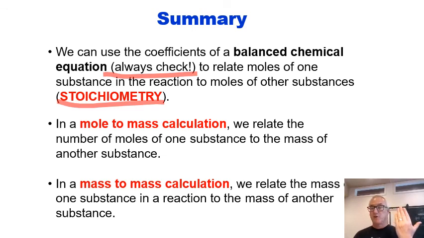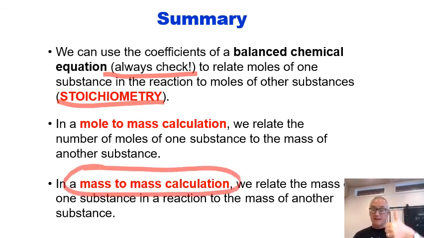So if we're doing a mole to mass calculation, we take the number of moles and figure out the mass. But in a mass to mass calculation, we take the mass of substance 1, convert it to moles, and figure out the mole relationship to substance 2. Once we have the moles of substance 2, turn that back to mass. So we need to do 3 conversions for that one.